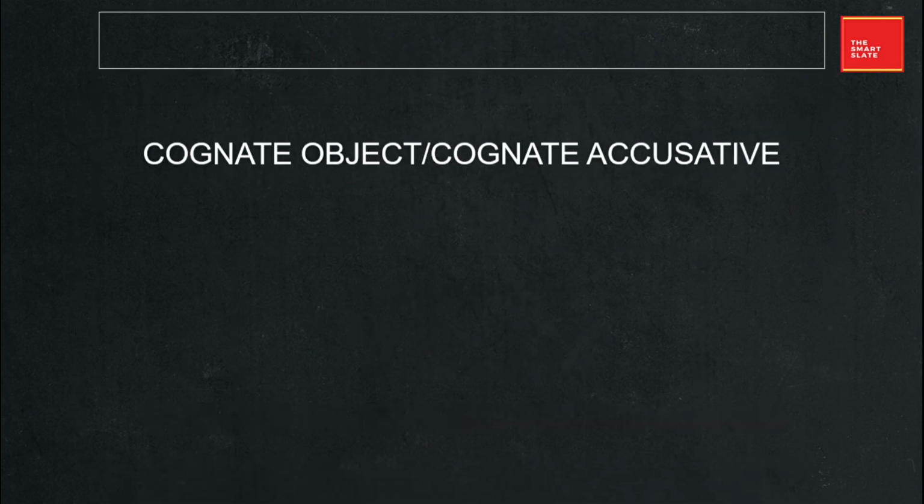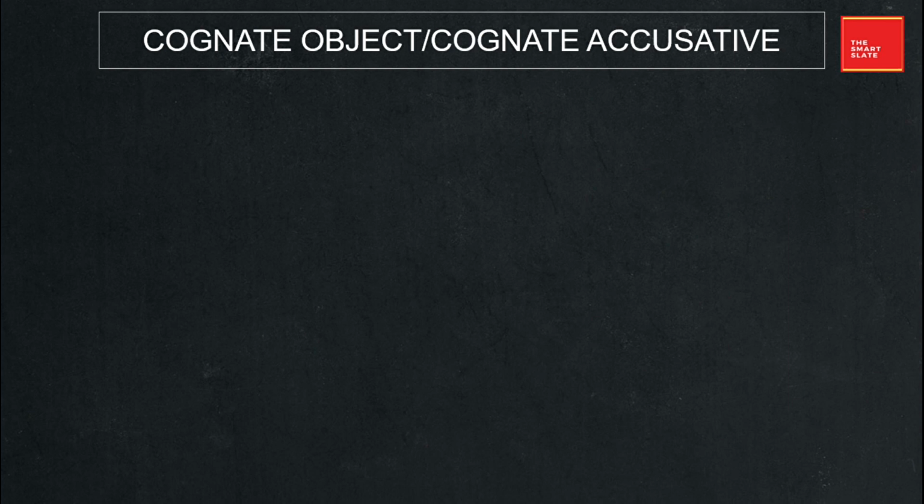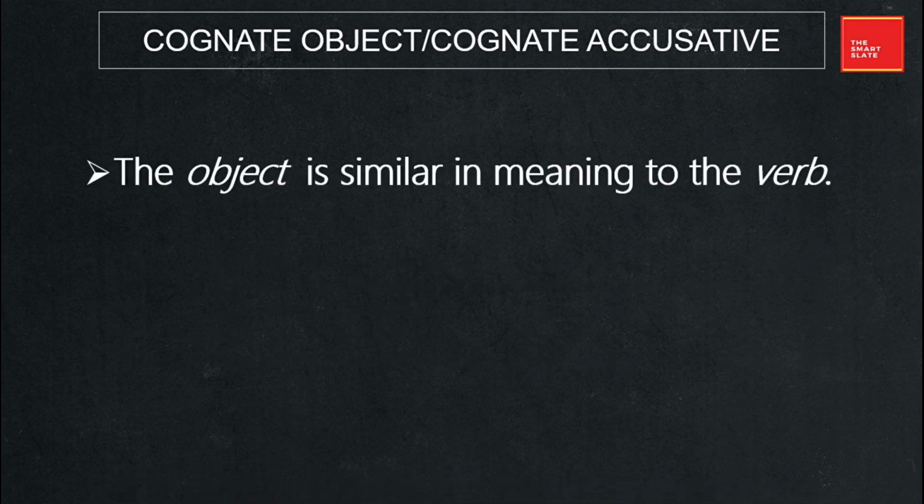Next type is cognate object or cognate accusative. Here the object is similar in meaning to the verb. So in a particular sentence, when the meaning of the verb and an object is of similar nature, like with a single word you have formed a noun and a verb, then that particular word is known as a cognate object. I covered it with a plastic cover. Now cover acts as a noun or as an object, and covered acts as a verb. So the same word is used in two different ways, then covered becomes your cognate object or accusative.